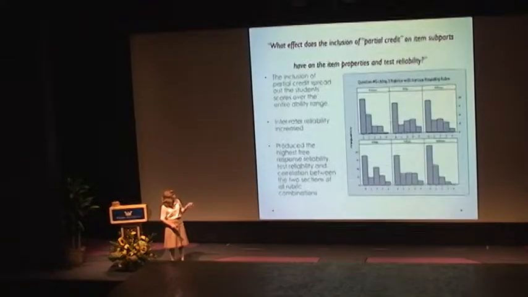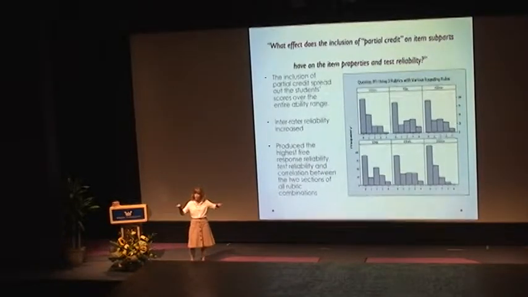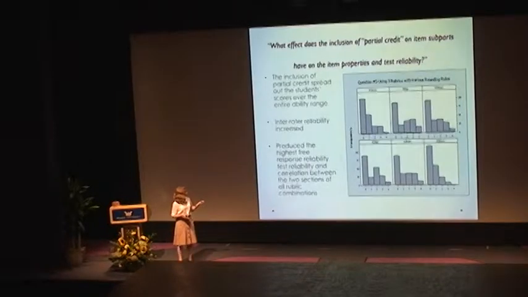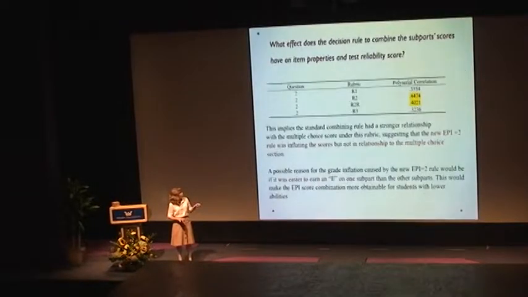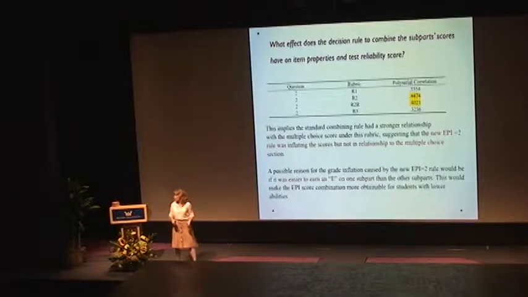What we were able to show is, with the partial credit, several interesting things happened. The inclusion of partial credit did spread the grades across all ability levels, more so than when we used the standard rubric. It increased inter-rater reliability, and it produced the highest reliability for that item. Now, as far as the one with the subpart new scoring rule that we thought was great, it didn't work quite as well as we thought, which was kind of interesting to know.